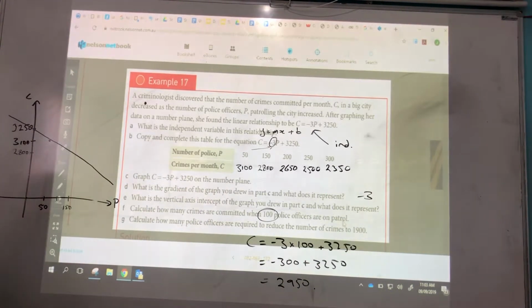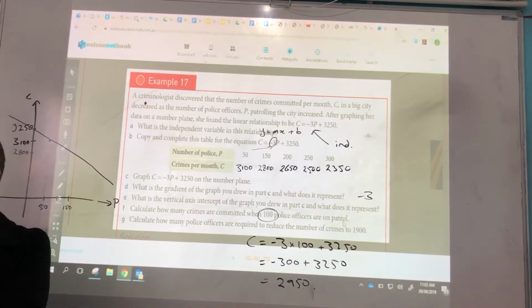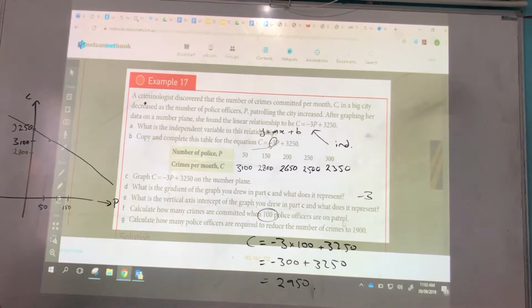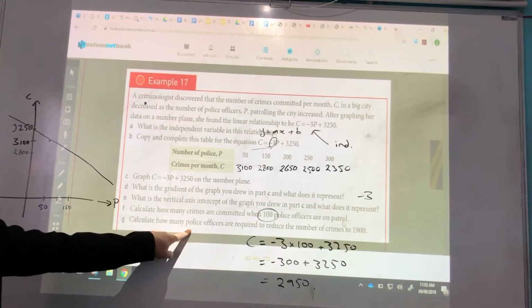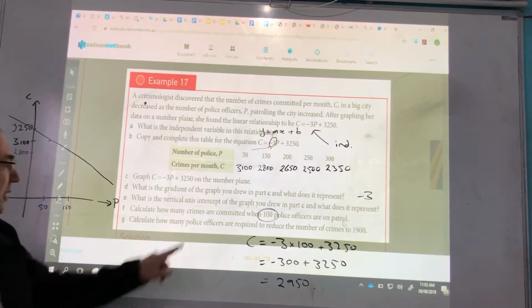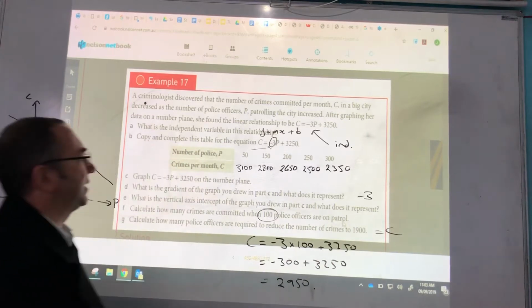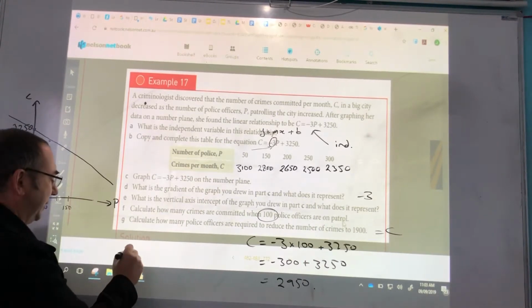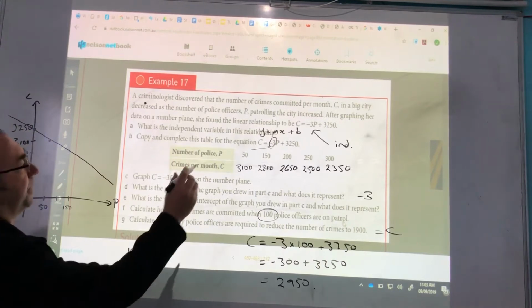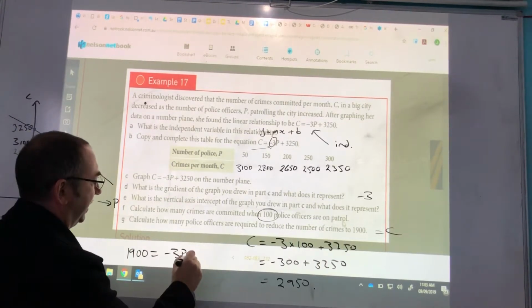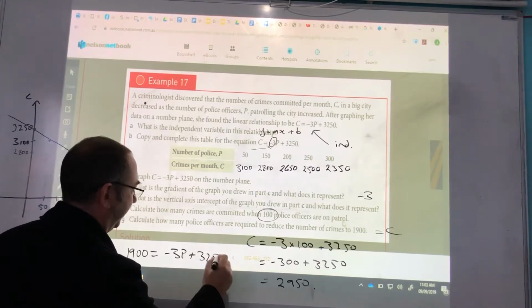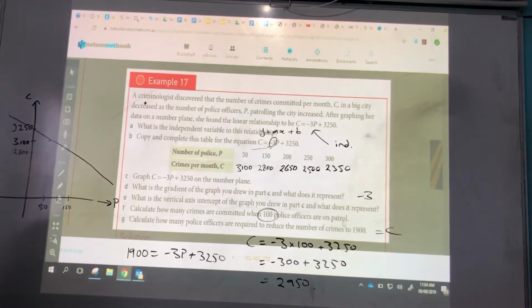All right, calculate how many police officers are required to reduce the number of crimes to 1,900. So here's where you're going to have to use some of your algebraic skills. It wants to know how many police we need to reduce the crimes to 1,900. So here we've got a value for C. So we use the equation again, starting with 1,900 equals minus 3p plus 3,250. So here we use our algebra to solve that.